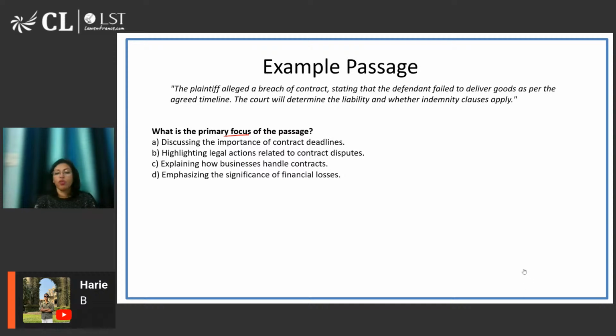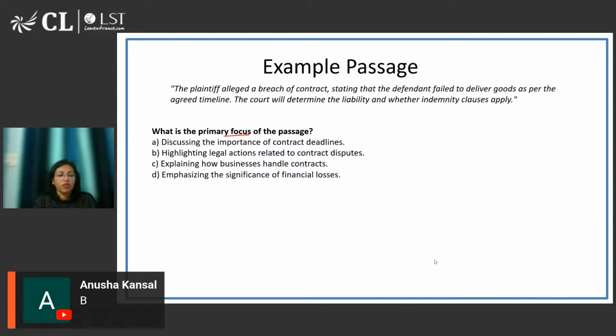Okay, Anusha has given me an answer. Anusha says B is the correct answer. I'm waiting for the others. Come on, guys. What is this passage about? Let's take a moment and see.